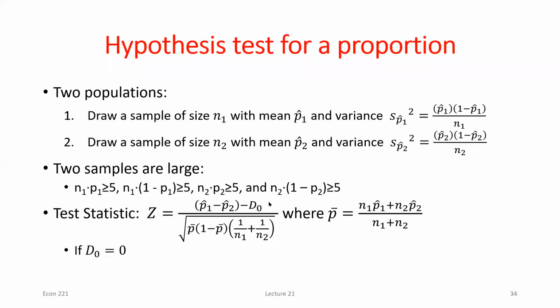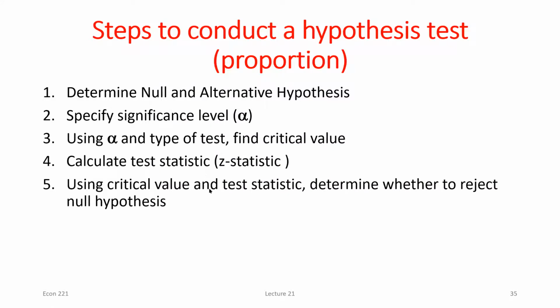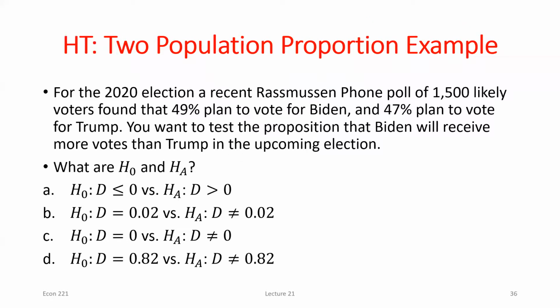So that's what this slide has here, kind of what I just had written down. Steps are going to be exactly the same. In fact, they don't look any different from what we were doing with two population examples. It's just calculating that test statistic that'll look a little bit different. Okay. So let's put some numbers to this.